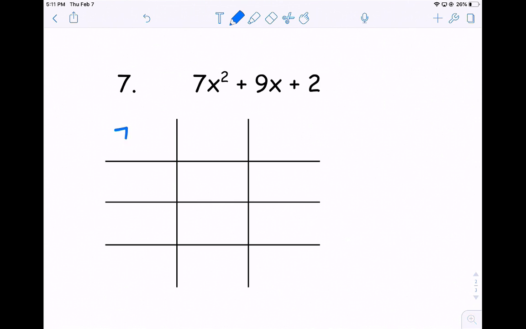So I'm going to put 7x squared. The first term always goes in the top left. 9x, the middle term always goes in the bottom right. 2 always goes in the top middle. The last term, the constant, goes in the top middle.